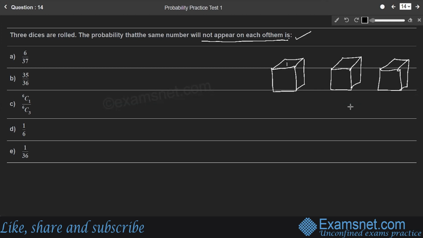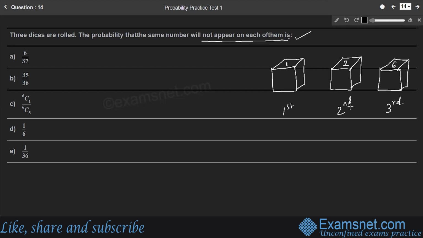For example, if 1 is the top face in the first dice, other than 1, the remaining numbers are 2, 3, 4, 5 and 6, right? There are 6 faces in a dice. So other than 1, the remaining numbers, it can be 2, 3, 4 on the top face of the second dice, right? Whereas in the third dice, the number on the top face should be other than 1 and 2, right? So it may be 6, 5, 4 or 3, right?